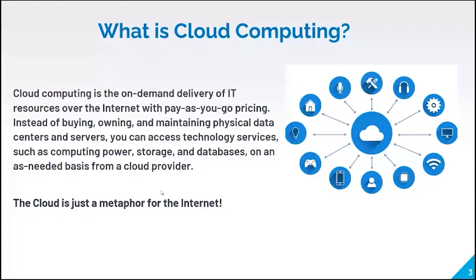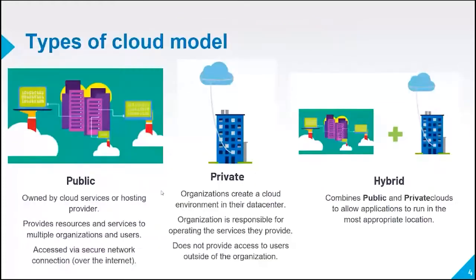Now you might wonder, what are the cloud computing models? There are three types of cloud models: public, private, and hybrid. The public cloud model is owned by cloud services or hosting providers. You can access public cloud services over the internet, like GCP, Azure, or AWS. An individual with an internet connection can access these platforms.